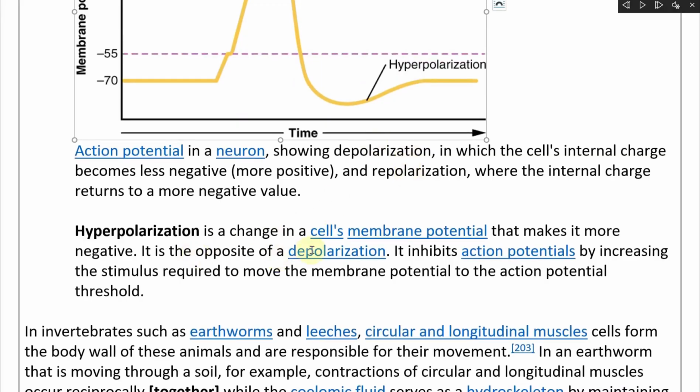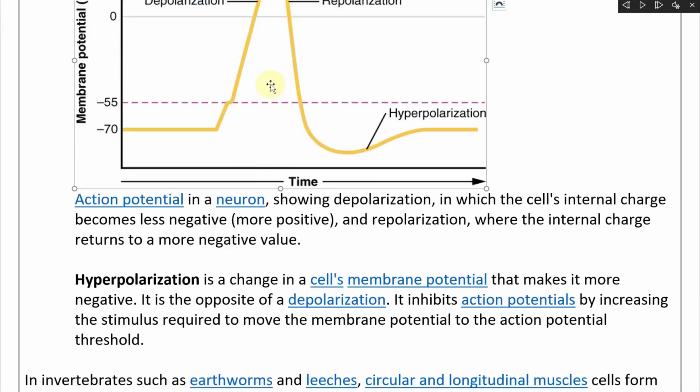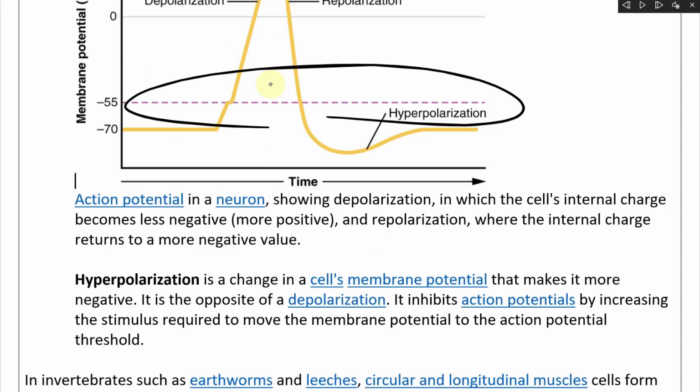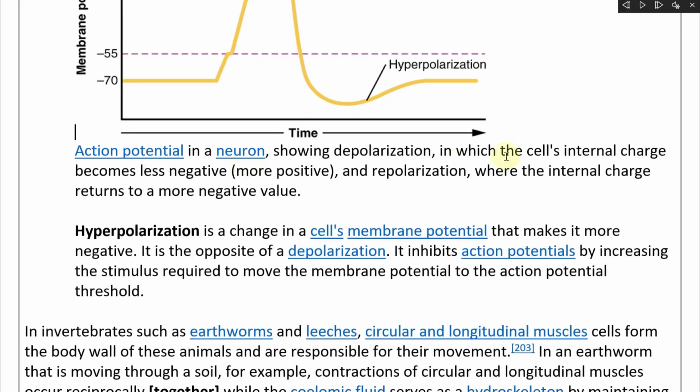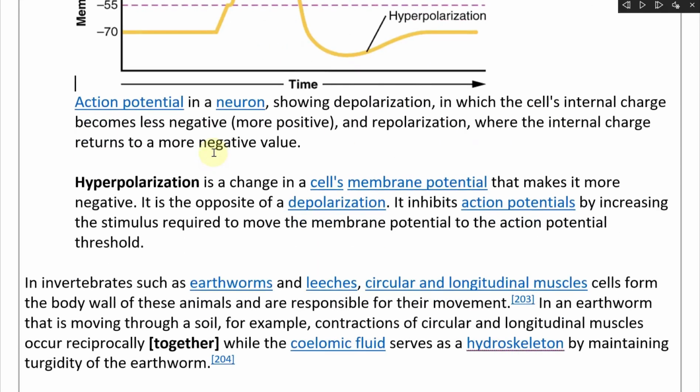Hyperpolarization is a change in the cell's membrane potential that makes it more negative. It is the opposite of depolarization. It inhibits action potentials by increasing the stimulus required to move the membrane potential to the action potential threshold. And I believe this line there is the threshold in this case. So it will be lower here. You're going to need more energy, or more stimulus, more cations, or remove more anions to get it over to the threshold where it can depolarize and drive the full action potential. Just very, very interesting stuff.